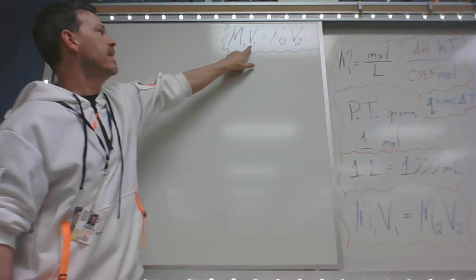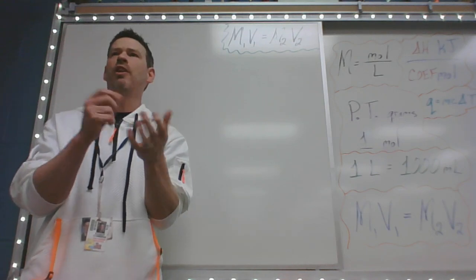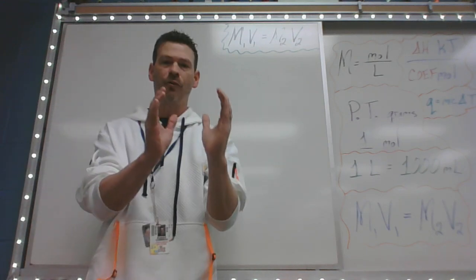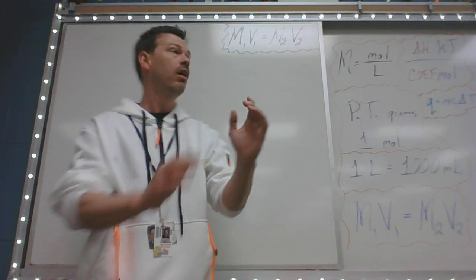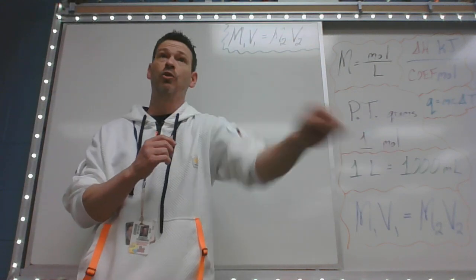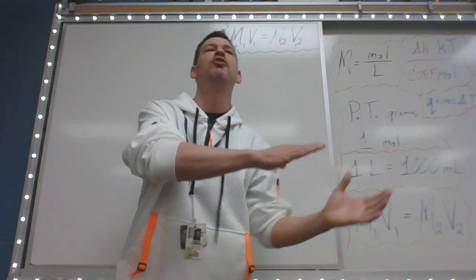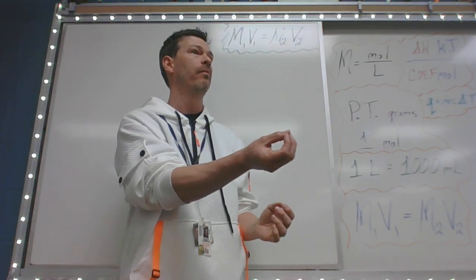Now, the 1s and the 2s in M1V1 equals M2V2 are not numerical, you don't put those in the calculator. It's referring to the before and the after. This is the starting molarity and volume of the stock solution. And this is the ending molarity and volume that you want to turn it into by adding water.